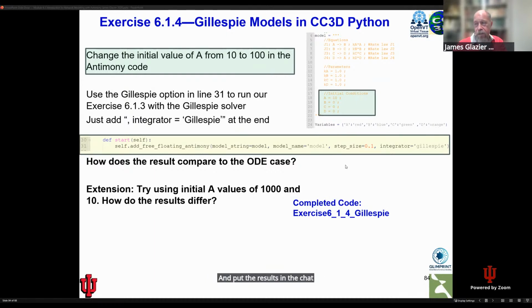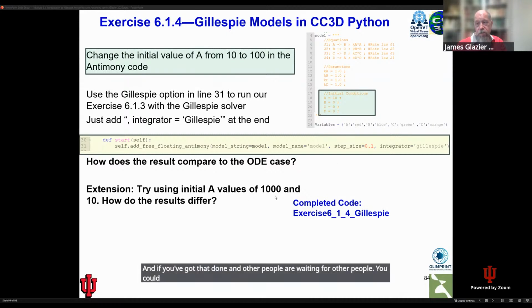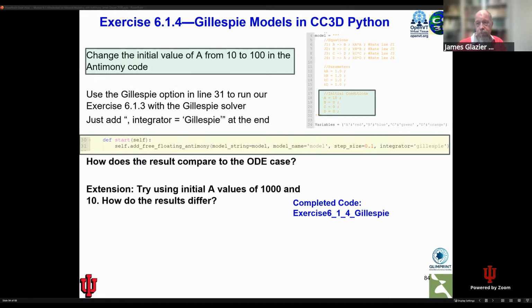And if you've got that done and are waiting for other people, you could try changing the initial values of A to 1,000 or 10. You could also change the rate constants to be smaller, 0.1, 0.01. So you're only initially making two changes: the initial value of A and adding comma integrator equals Gillespie into the model load. Let's see what you get.